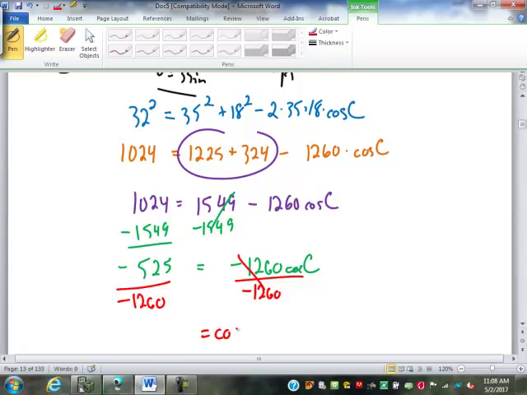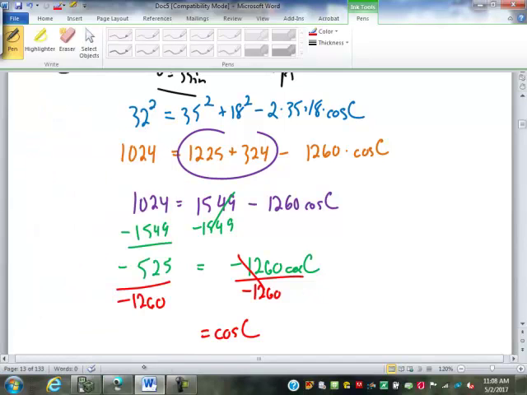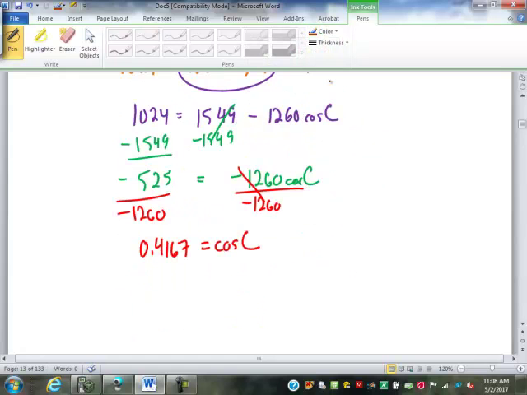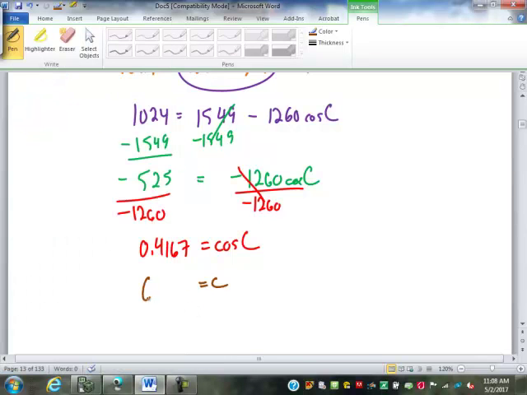So cosine C equals negative 525 divided by negative 1,260. You got 0.4167. Now we do the inverse cosine. C equals inverse cosine of that answer, 65.38 degrees. Yep.